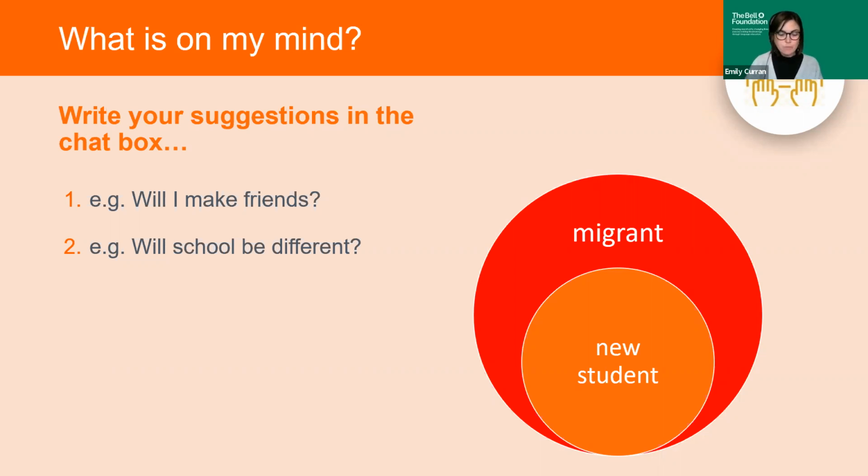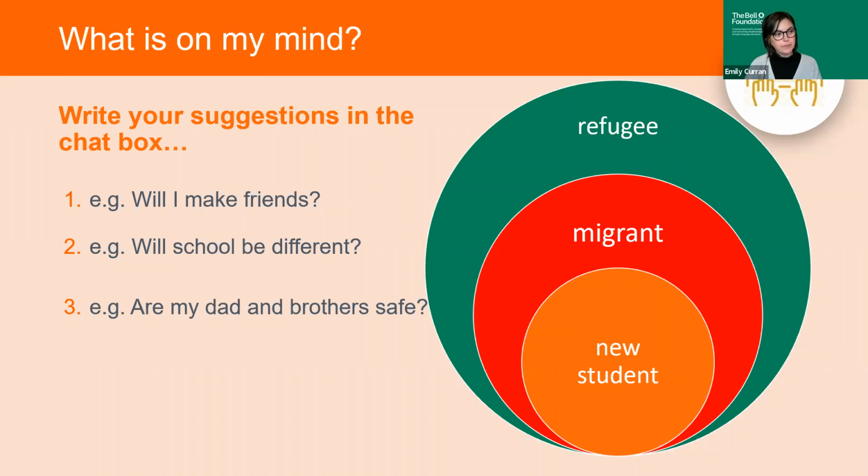Thanks for that. And then we're going to think finally about children who are from a refugee background. So what additional worries on top of those worries of being a new student and being a migrant might a child who's a refugee be worrying about as well? Will they understand, worries about family back home, trauma, will I be safe, bereavement, can I go back to my country?